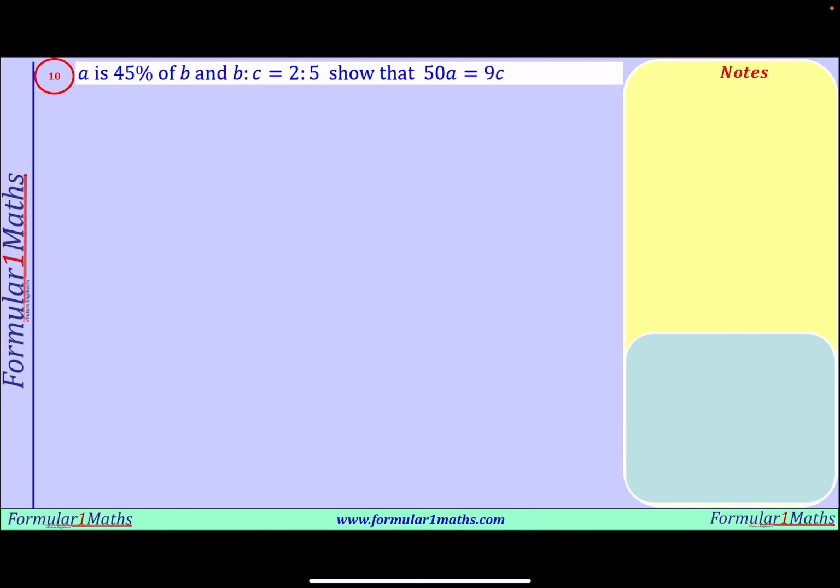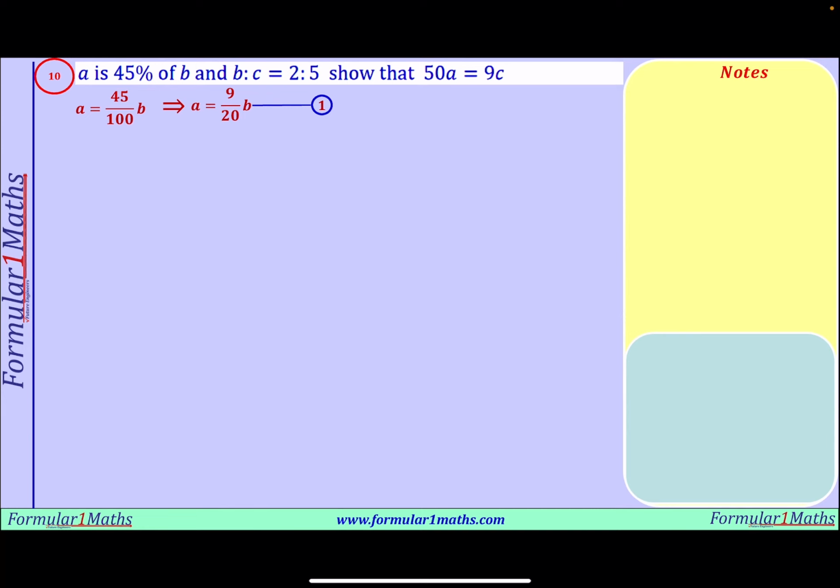Question 10. A is 45% of B, and B to C is equal to 2 to 5. Show that 50A is equal to 9C. So A is equal to 45 over 100 B. Let's simplify that. We're going to get A is equal to 9 over 20 B. And let's call it equation 1.